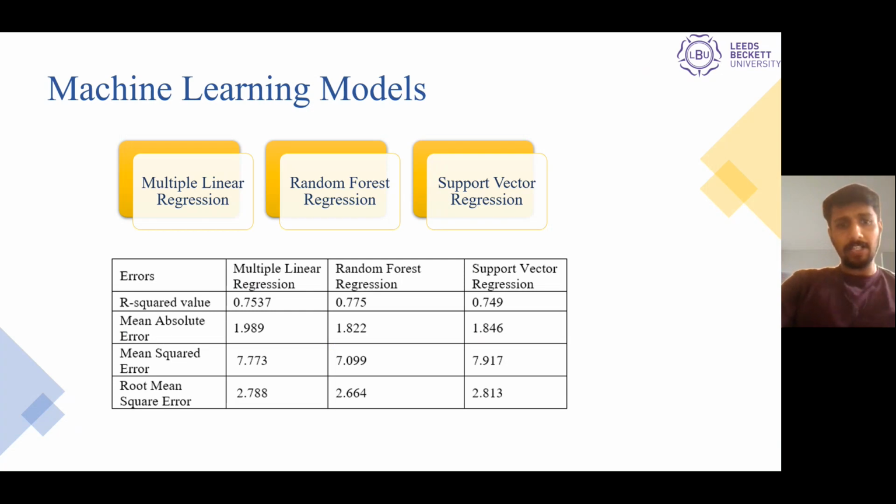We get the R-squared value a little higher for the random forest regression, and the root mean square error was less for random forest regression compared to the multilinear regression model and the support vector regression model, which means the random forest regression has better accuracy in predicting our PM2.5 concentration. So from here we can see that random forest regression has performed slightly better compared to the other models.